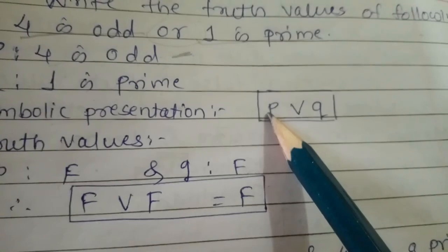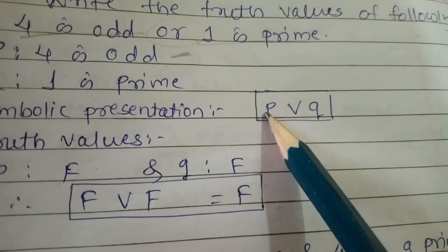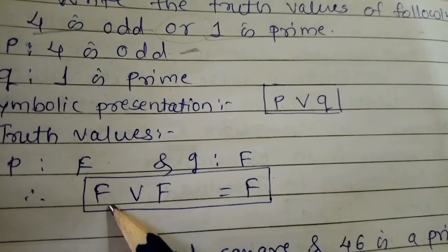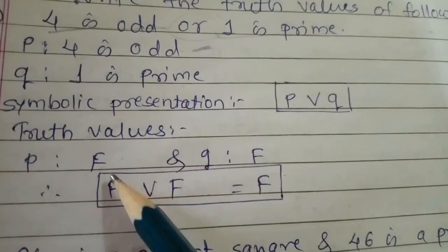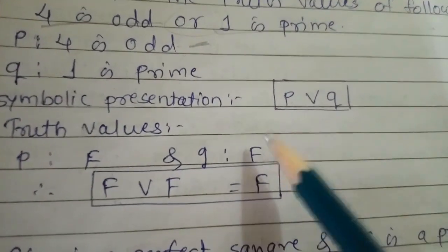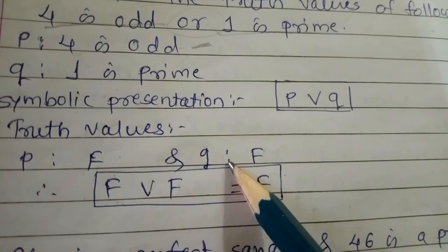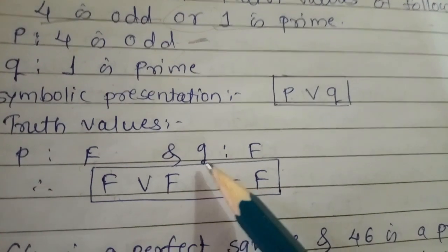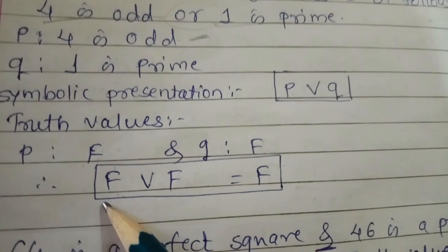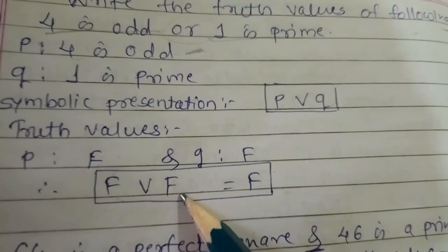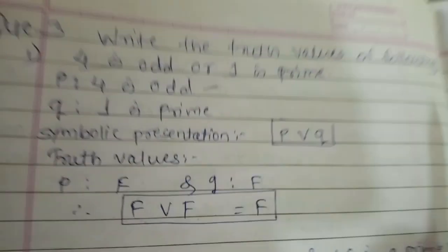So now we are going to write down the answer this way. For P we write F, because the truth value of P is F, and the truth value of Q is F. In between these two there is a disjunction, so F disjunction F, and by the truth table you know that F disjunction F is F. So see the table, I am going to show this table.